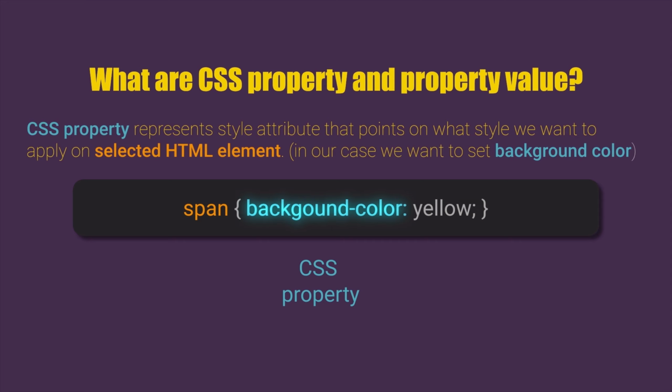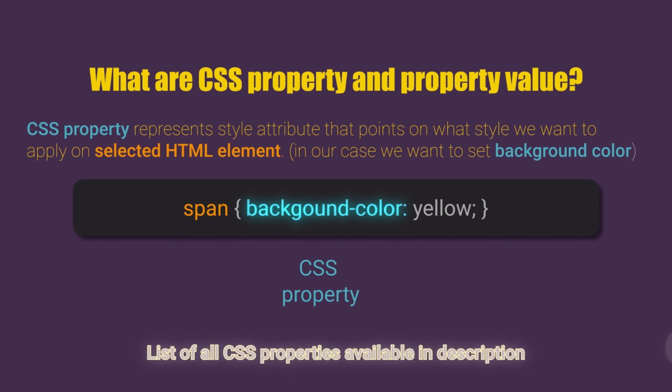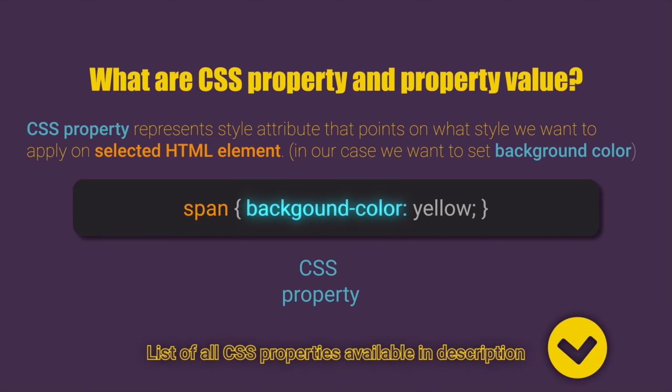Of course, instead of background color, you can set many other CSS properties. For example, you can set for our span element font size or any other CSS property that is available. So all available CSS properties that you can use on HTML elements are in description of this lesson.